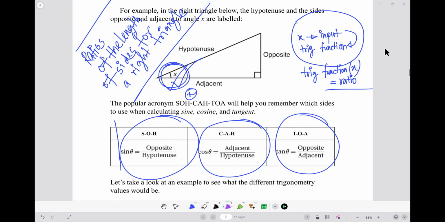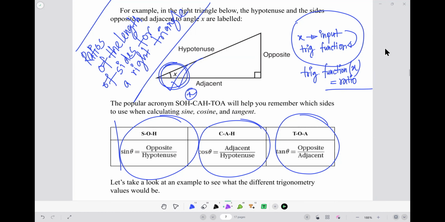A trig function, or trigonometric function. A trig function is basically the abbreviation for trigonometric function. We call it a trig function to save some time. So a trig function is just a ratio for a right triangle. So what does that mean?